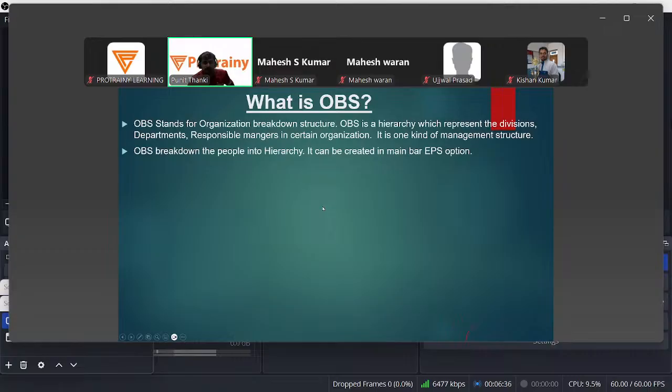Okay, now moving ahead. OBS, organization breakdown structure. It is a hierarchy which represents the department and responsible manager in a certain organization. It is one kind of management structure. OBS breaks down the people into a hierarchy. It can be created in the menu bar in the EPS option.